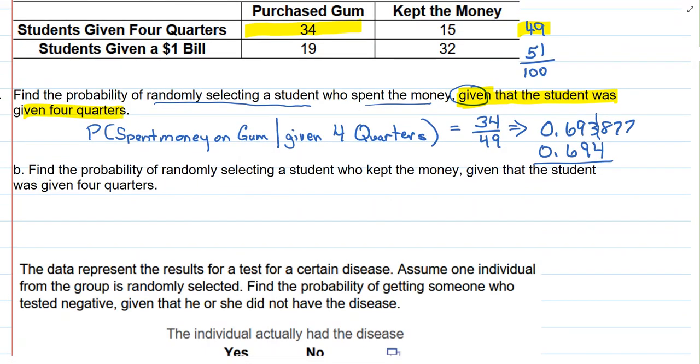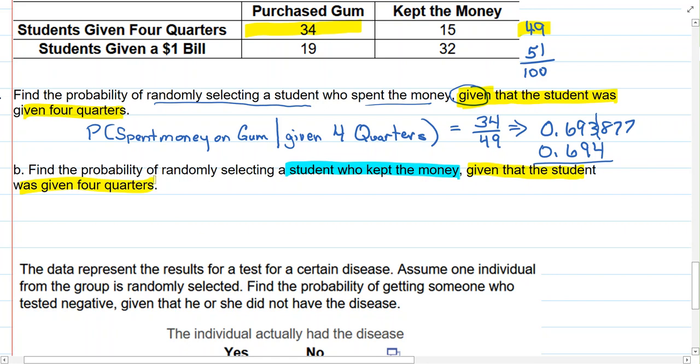Now we're given another question. And it says, find the probability of randomly selecting a student who kept the money. Okay, so a student kept the money, given that, now that we have the condition, the student was given 4 quarters. All right. So we're going to have the probability kept money such that they were given 4/4.